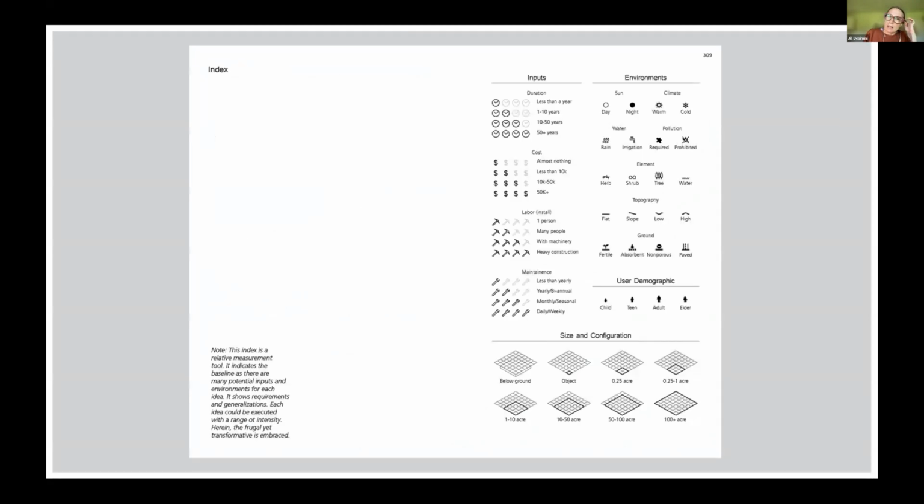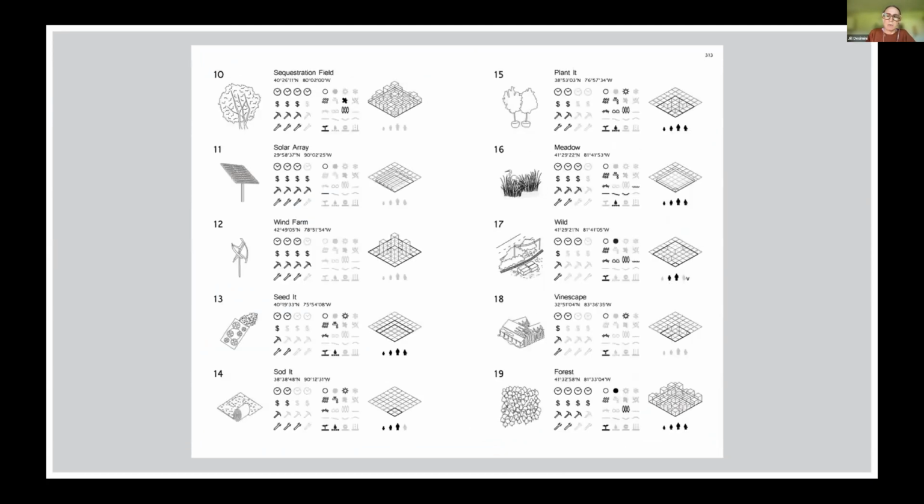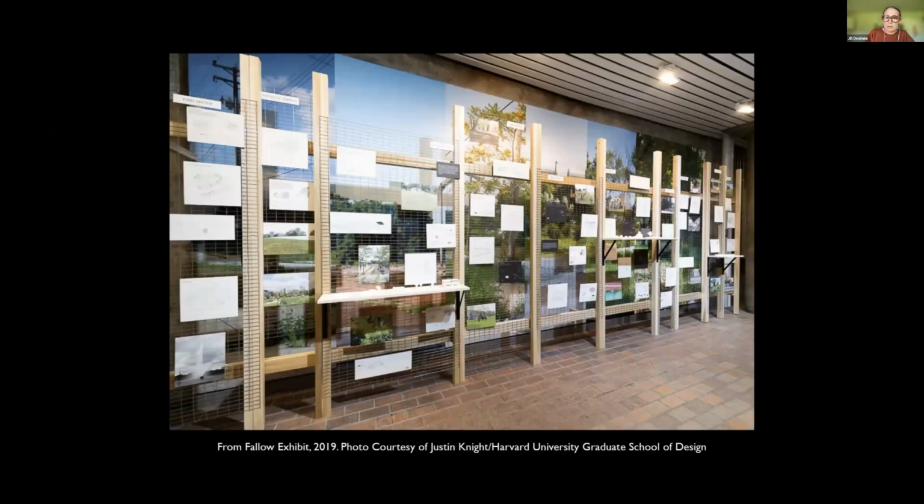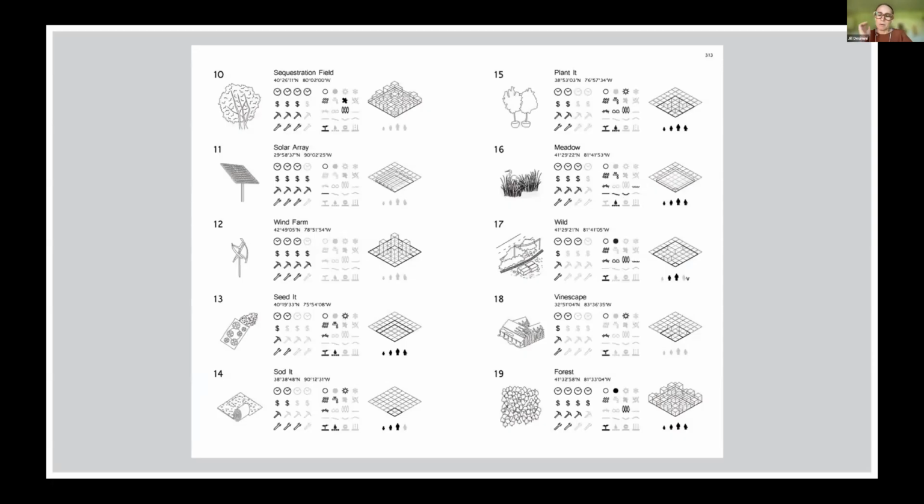But in a way, there's this kind of index of imagining what might be the time that something could last, what might be its cost, how much labor would be involved, how much maintenance, what type of environment you would need, to highlight the ecological and social engagement that could happen. And so I show that it ended up in a book form.